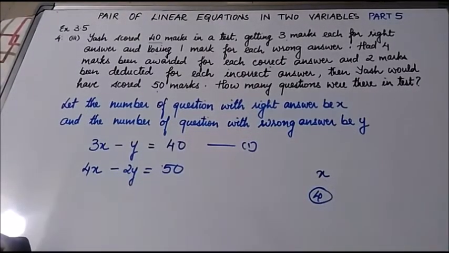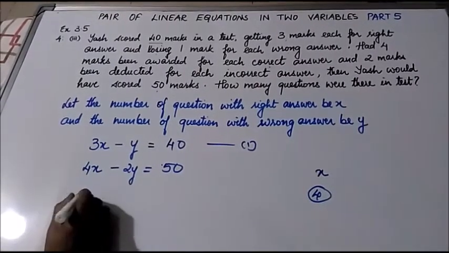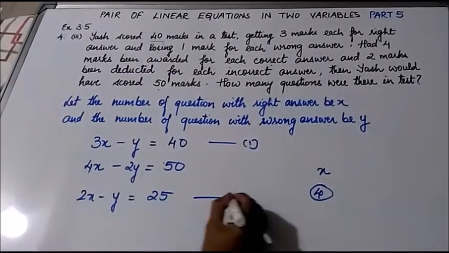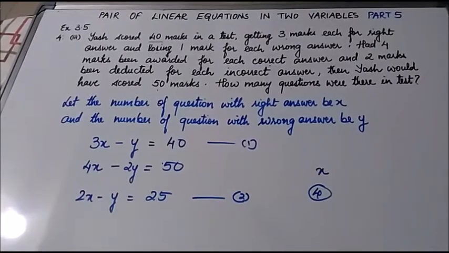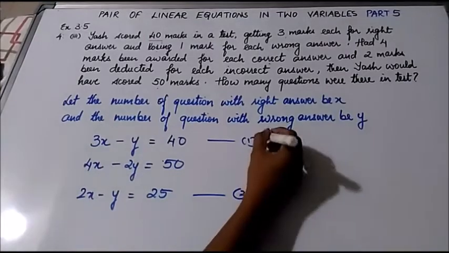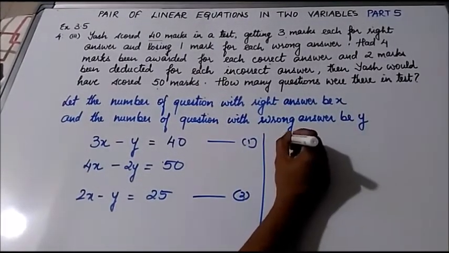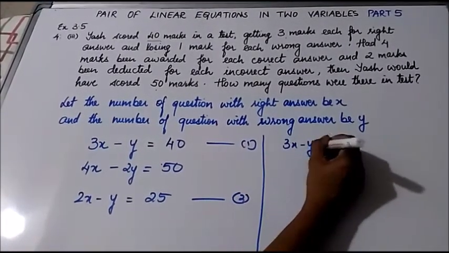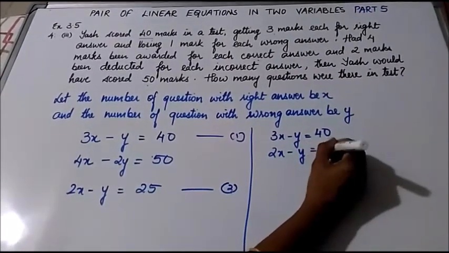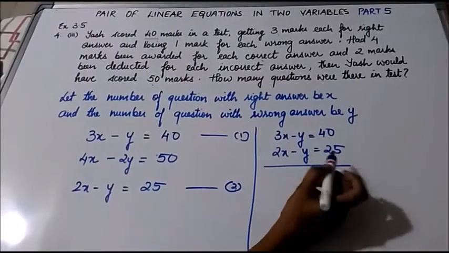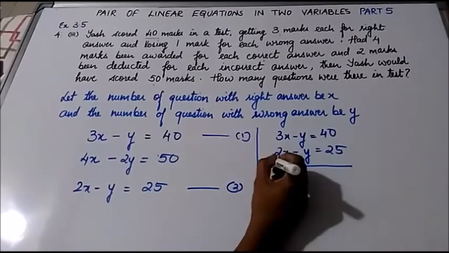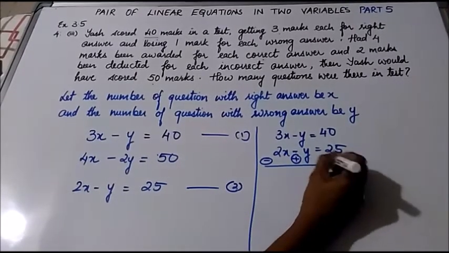The second equation we can simplify. Let us write 2x minus y is equal to 25. Here 2 is common. We will call it the second equation. Now we will solve equations 1 and 2 by the elimination method. We have here 3x minus y is equal to 40 and 2x minus y is equal to 25. Since we see the sign of y is minus in both, we will subtract, that is minus, plus and minus.